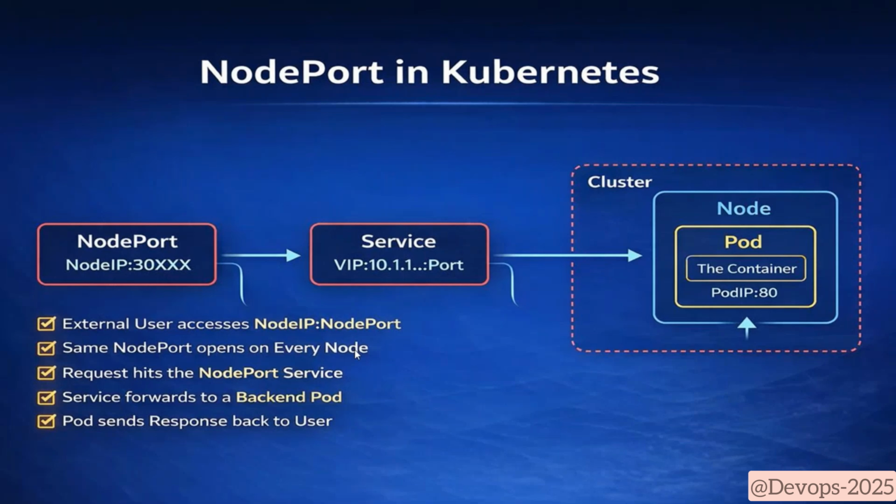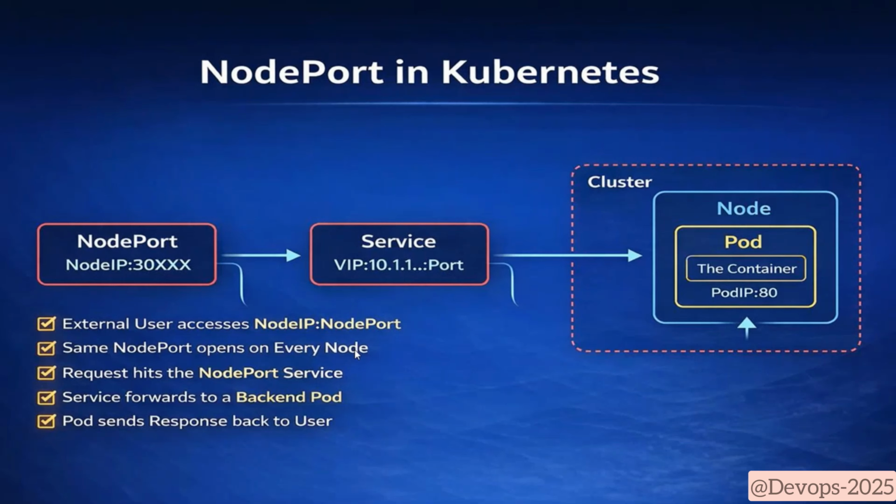In step three, the request first reaches the NodePort service. However, NodePort service is not the final destination. It forwards the traffic to the service VIP, which is called virtual IP. So now the flow becomes first node IP colon port number, then service IP.